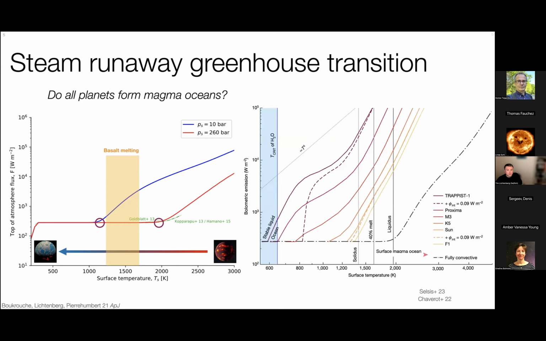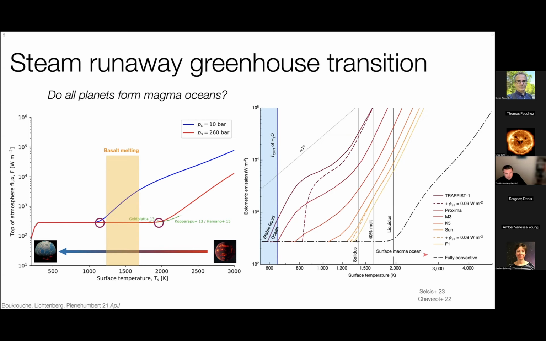Not everyone in the community thinks so, of course, and there is very interesting work in France on this. For example, some of the authors who are here in the audience argued that under these conditions the lower steam atmosphere is radiative, and that at the base of the atmosphere you are actually below the solidus of the mantle, which would mean you are solid in a steam runaway greenhouse phase.